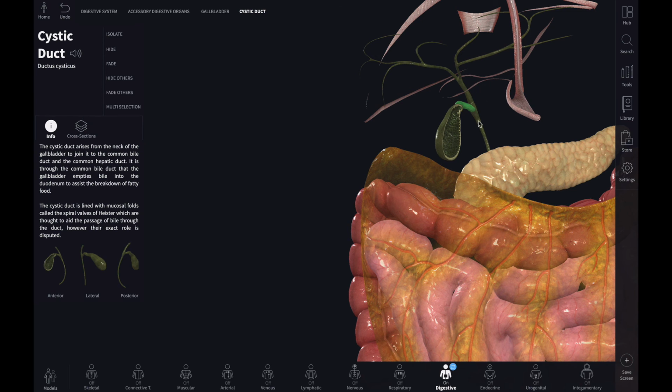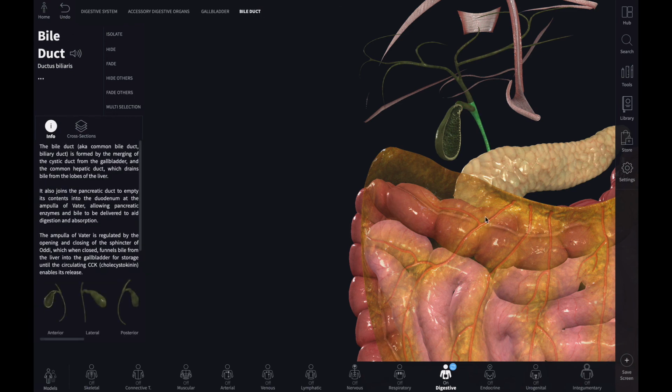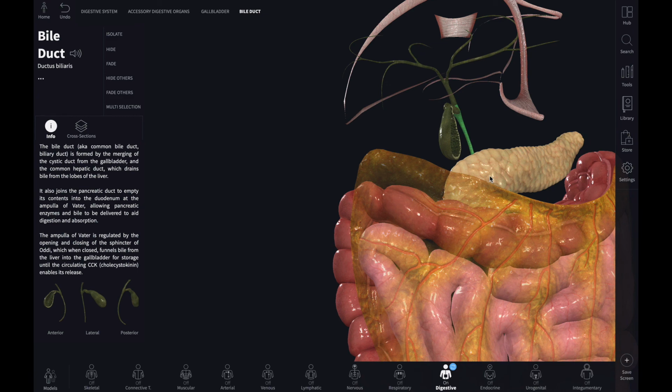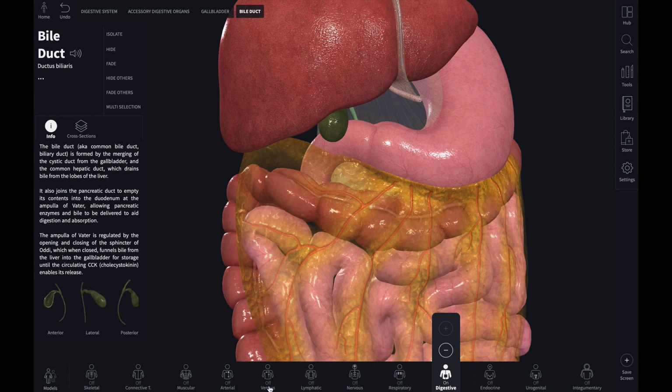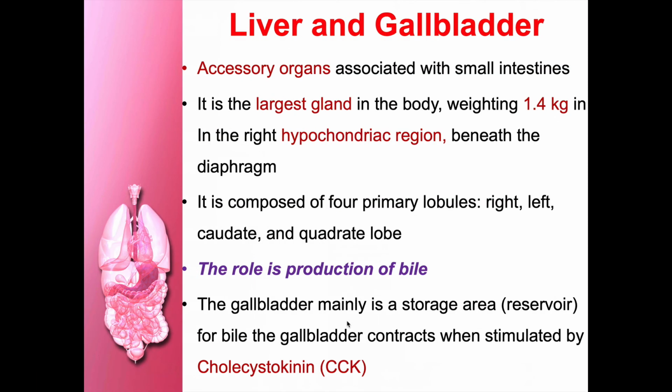Once the stomach opens and releases the food into the duodenum, the gallbladder will go into constriction, and the bile juice will rush into this bile duct and go into the duodenum. This is what you have to understand in the hepatobiliary tree.